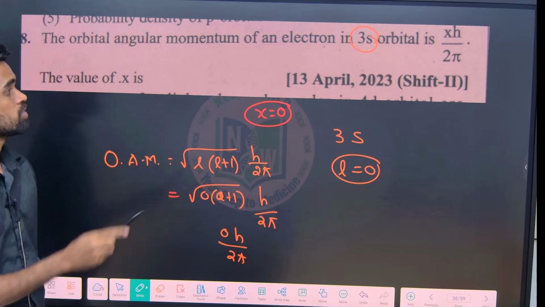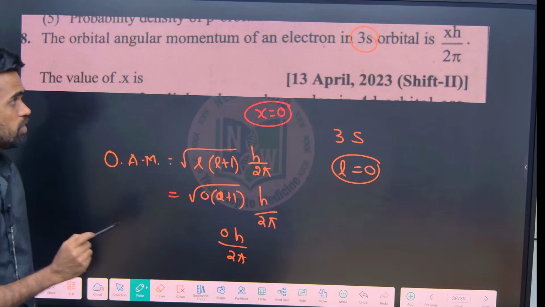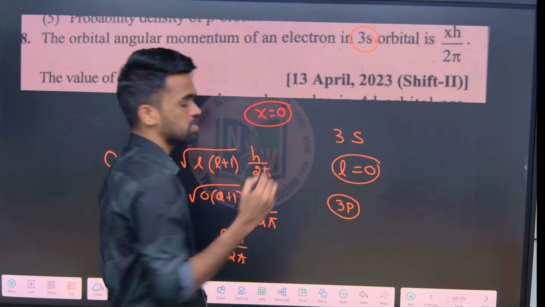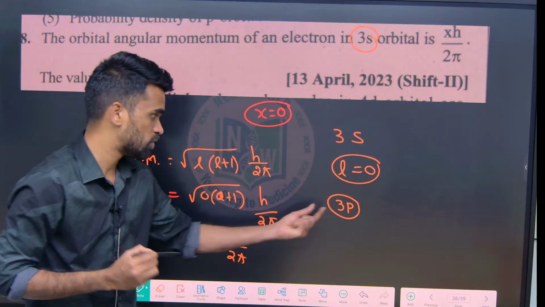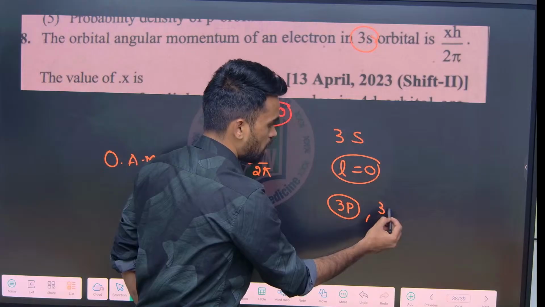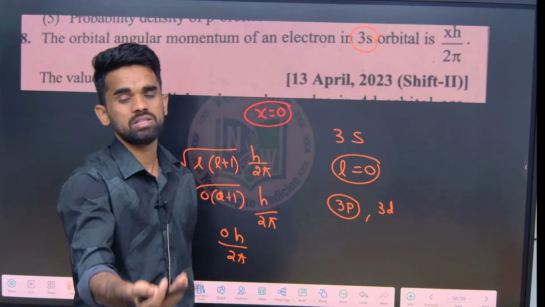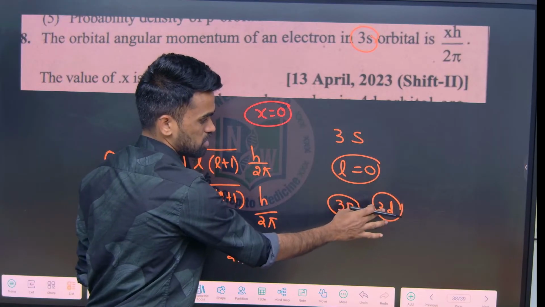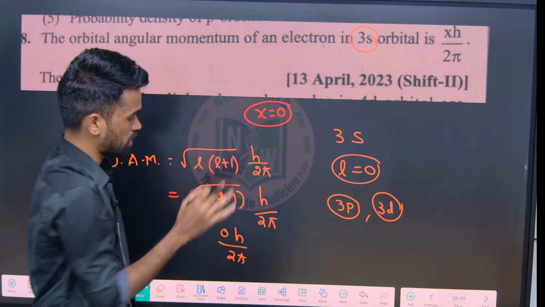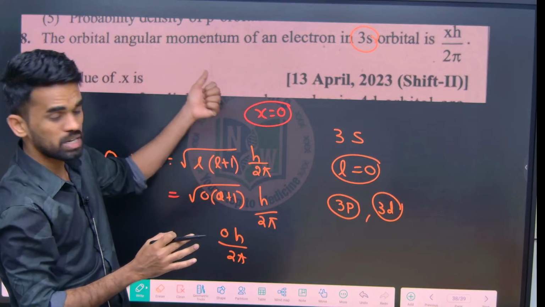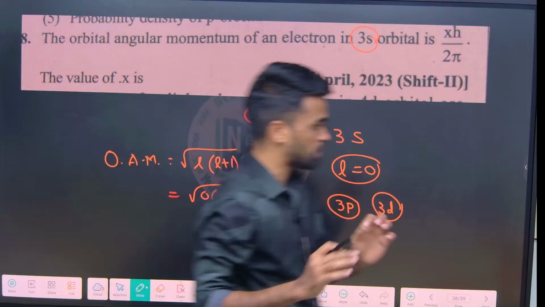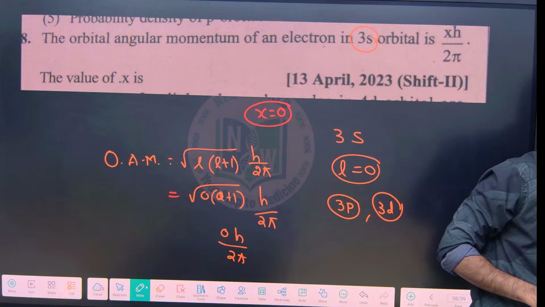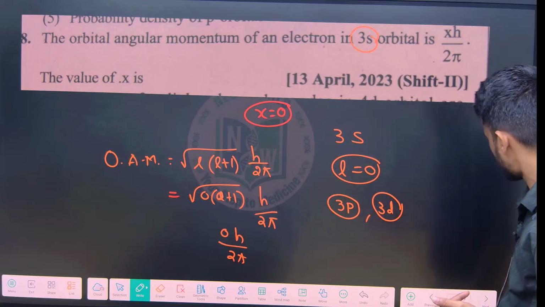Now I am asking, what is the orbital angular momentum for a 3p orbital? Please give me your answer in the comment box. You can do it for 3p, or even for 3d or 4f. Whatever answers you get for 3p and 3d, for the orbital angular momentum, please give me your answer in the chat box. I will definitely look into it and tell you whether it is correct or not. Okay, let's move forward.